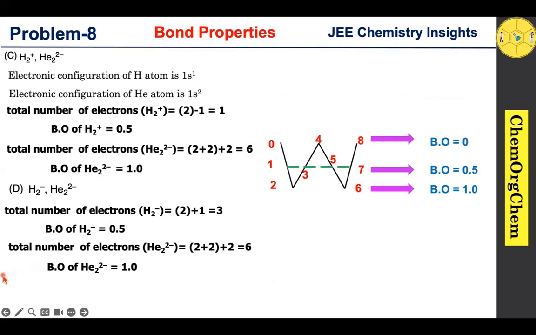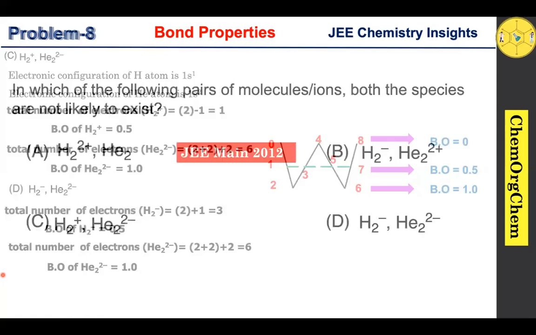Finally, we found the bond order of all the given species. If the bond order is 0, it indicates that the molecule doesn't exist. So let's move to our question.